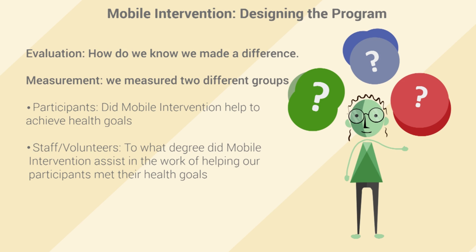But equally as important was our staff and volunteers, who were running up against resistance to residents meeting their health goals. And so what we wanted to do was create a way that we could motivate residents through our staff and volunteers, and for those staff and volunteers to know that this mobile intervention was really assisting them in helping the residents that they were trying to help. So there were two groups that we were really looking to measure: the participants and the effectiveness of the intervention process for our staff and volunteers.